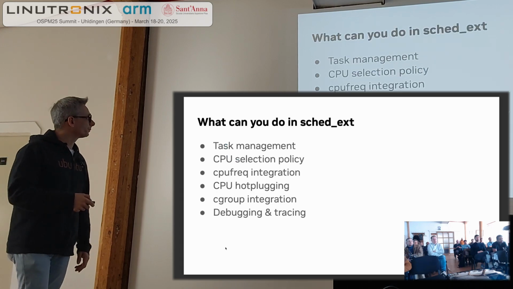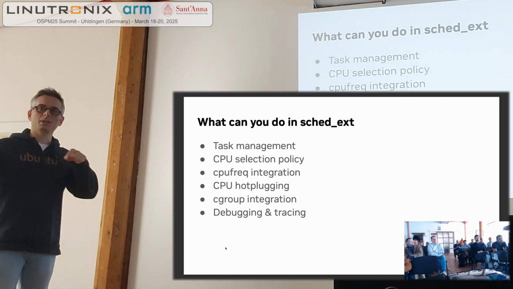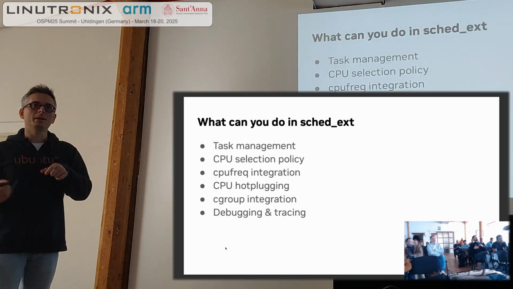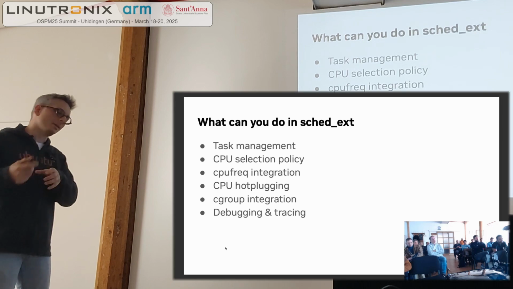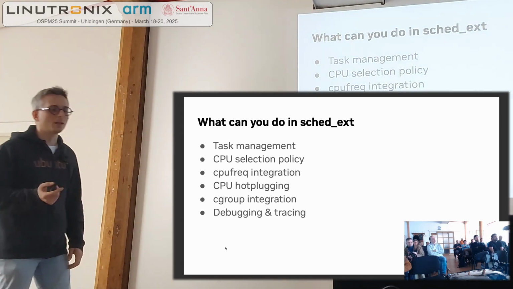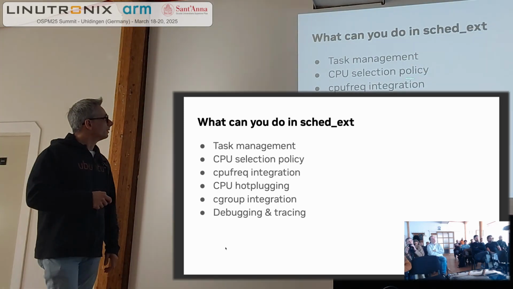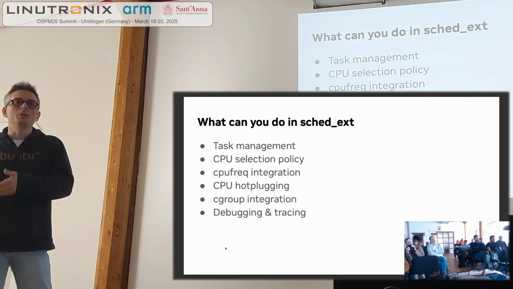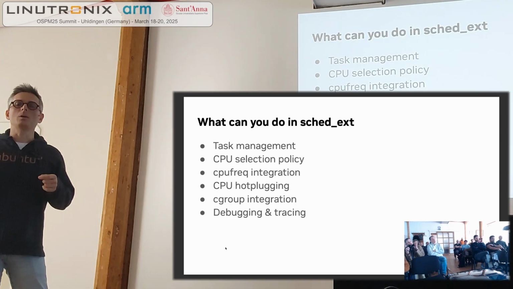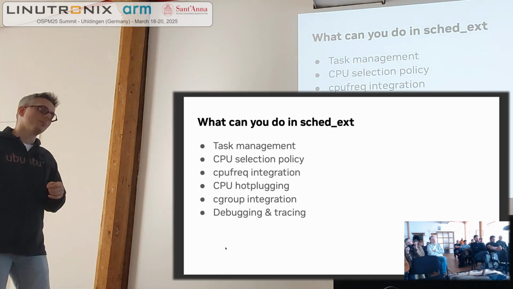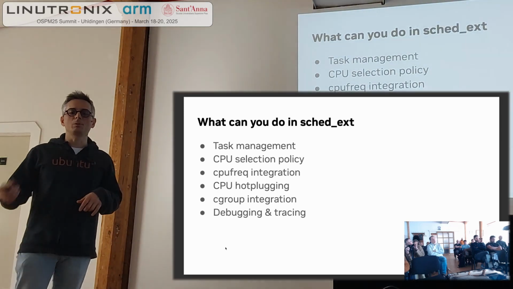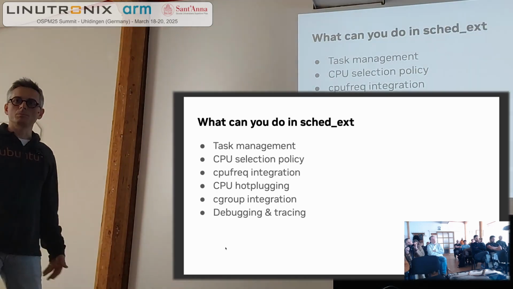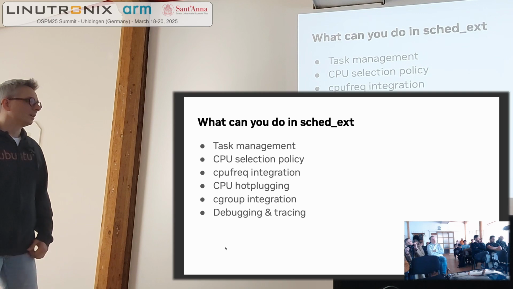So what can you do? You can do task management. You can say this task goes here, this task goes there, and you can decide how long a task goes. You can assign a time slice, or an infinite time slice in the case of tickless. There's a built-in CPU selection policy that you can optionally use. If you don't implement the ops select CPU callback, it will use the built-in one. Otherwise, you implement the callback and you can decide your own rule for the built-in policy.